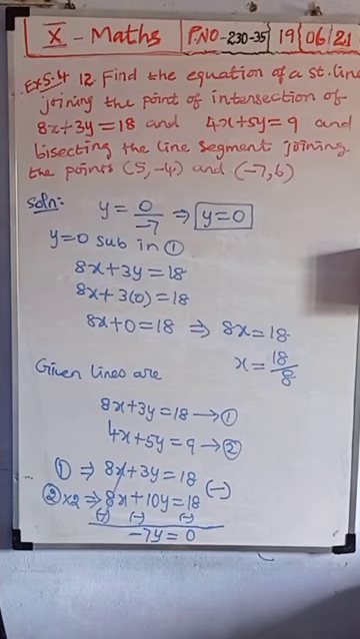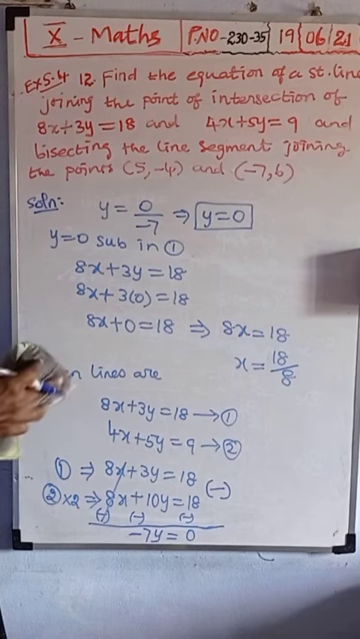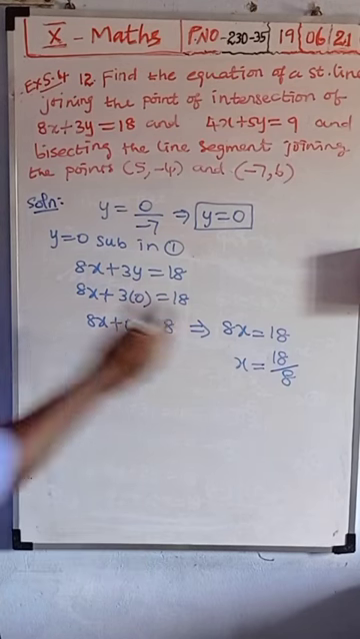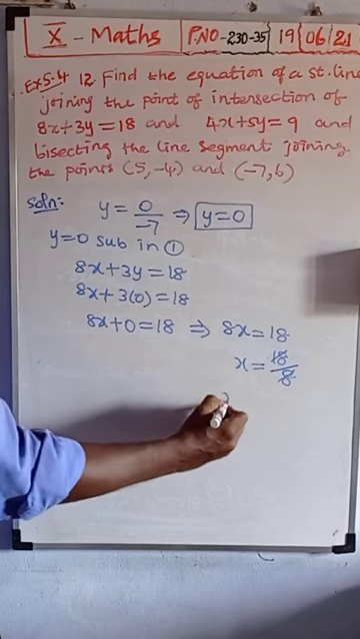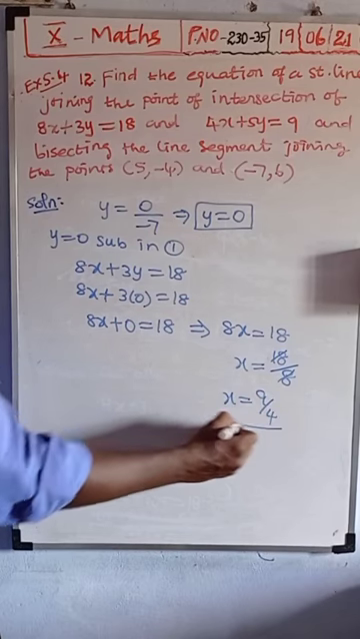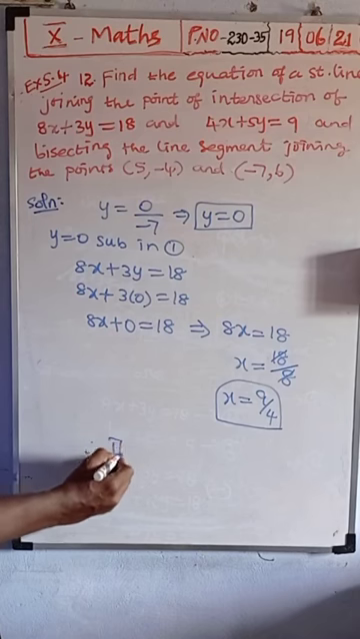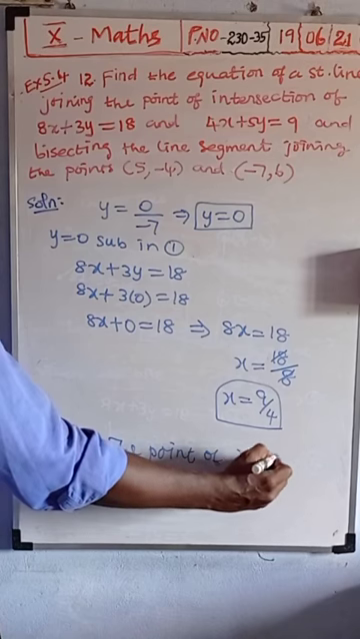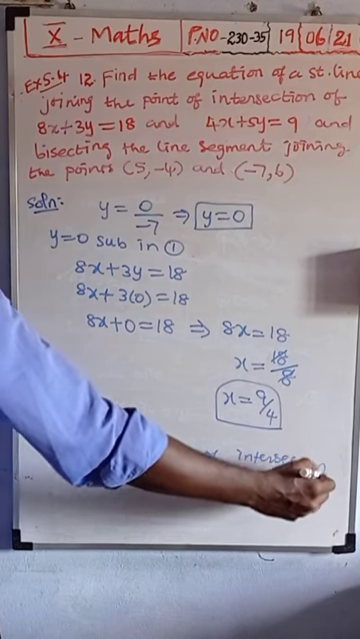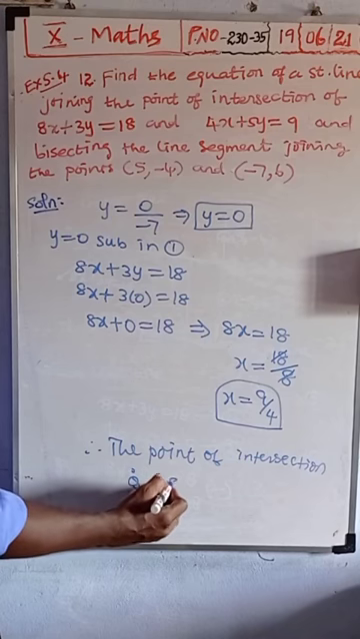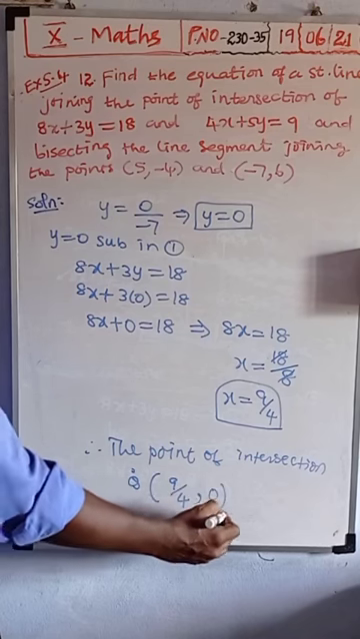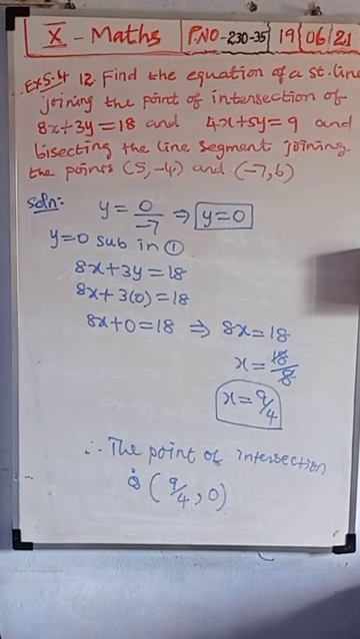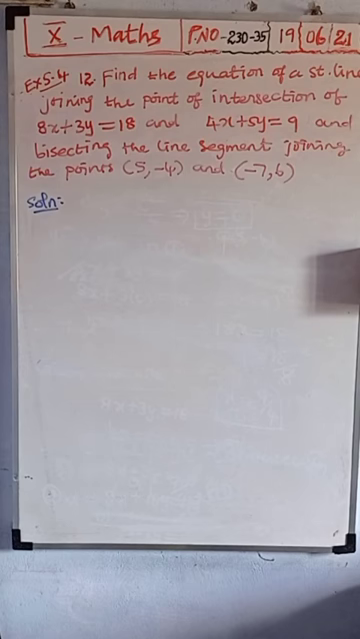Okay, so then we should cancel this by 2. We will get 9 by 4. Therefore x we will get 9 by 4. Therefore the point of intersection is 9 by 4 comma 0. Okay, now we received one point, that is 9 by 4 comma 0.